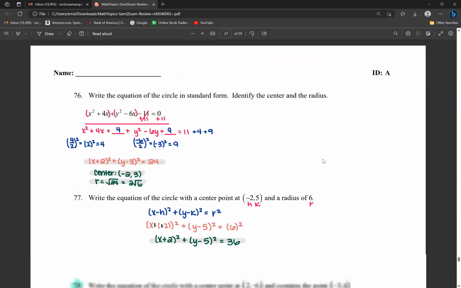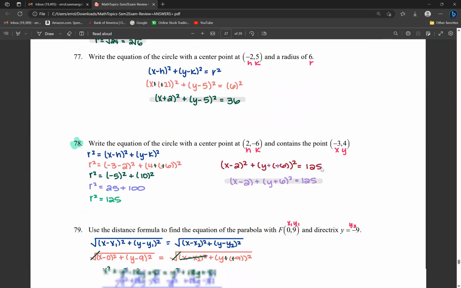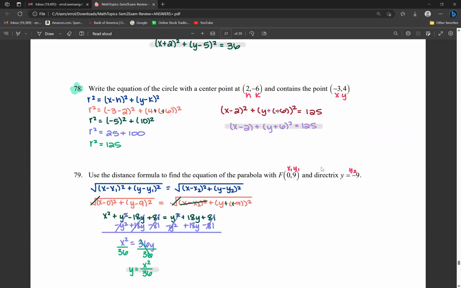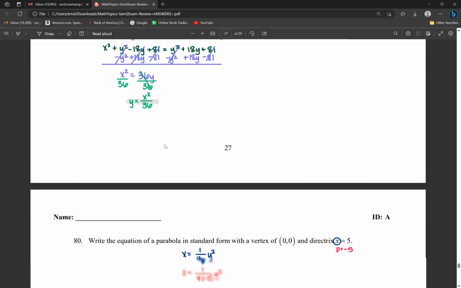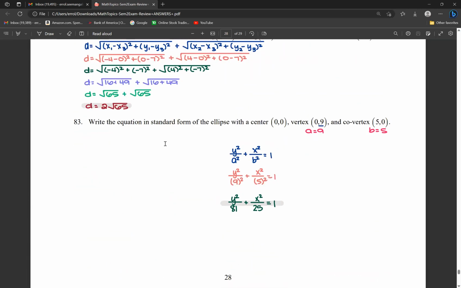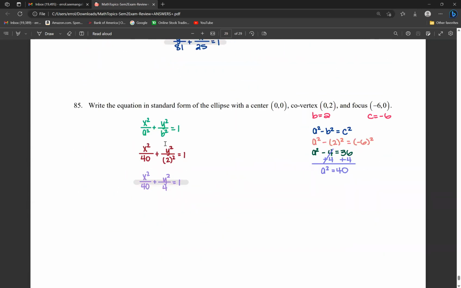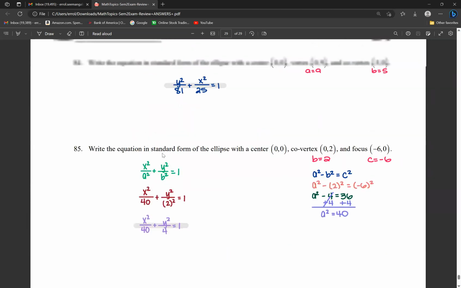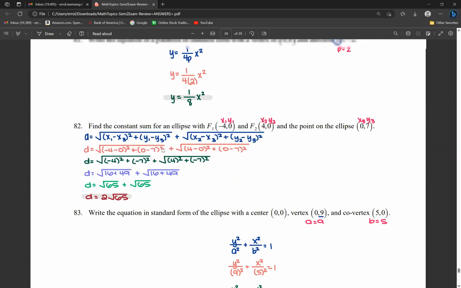75. Okay, we'll skip these ones. Write the equation of the circle. Okay, this one is just like the one. 78 is just like the one we just talked about. 79, 80, 83, 84, 85. That's it. Any other ones you want to go over?